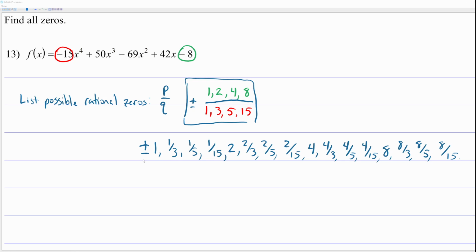There are some other theorems that will help us out to maybe narrow down this list, but this is at least a starting place. So, long story short, if you're looking for rational zeros of a polynomial, start with this list, and this list is formed by plus or minus p over q, where p is a factor of the constant and q is a factor of the leading coefficient.